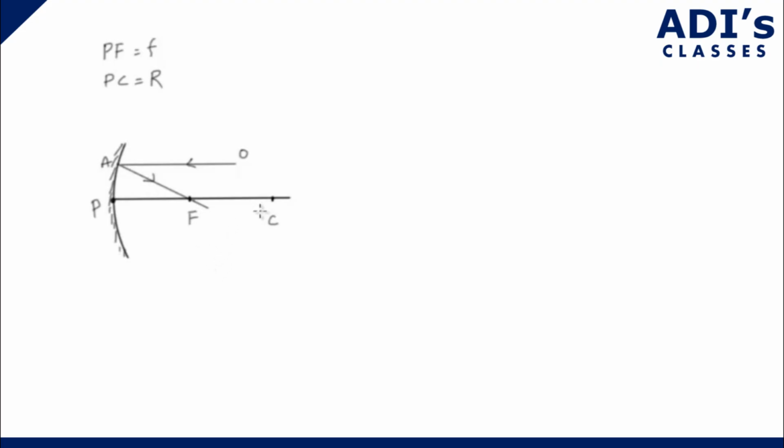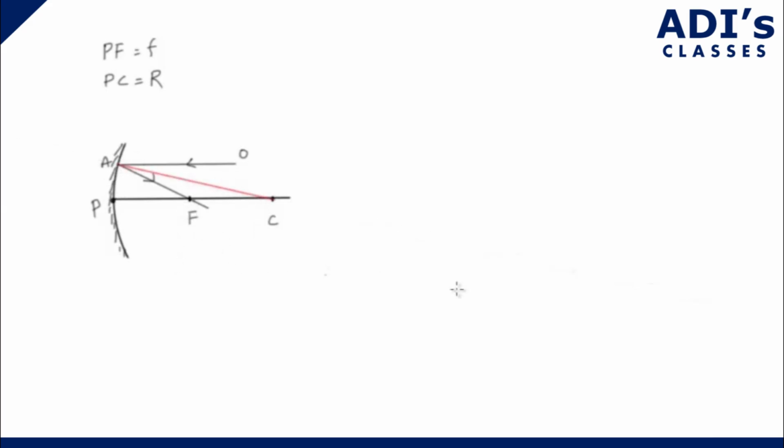Now we are trying to find the relation between f and R, so we have to use certain laws of triangles. We need to form a triangle. Before that, see this point C and point A. C is the center of curvature, right? So we'll join A and C. Why are we joining A and C? Because don't you think this is the normal?